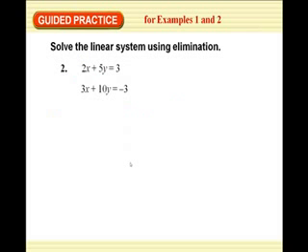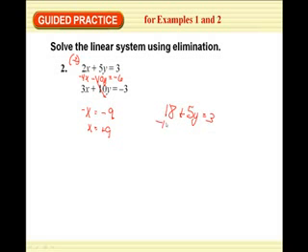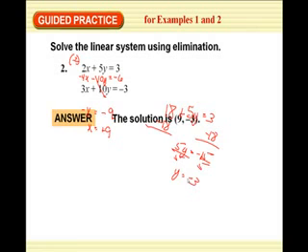Must be tired. Alright, this one, if I multiply the top through by a 2, it would be a 10. So I make it a negative 2 to make it be negative. So that's going to be negative 4x minus 10y equals negative 6. So the 10s will cancel. Negative x equals negative 9. X equals positive 9. So 18 plus 5y equals 3, minus 18, minus 18, 5y equals negative 15. Divide by 5. Y equals negative 3. 9, negative 3.